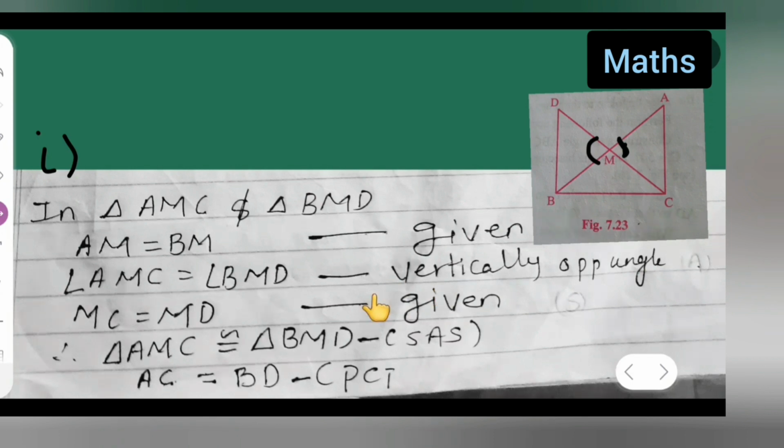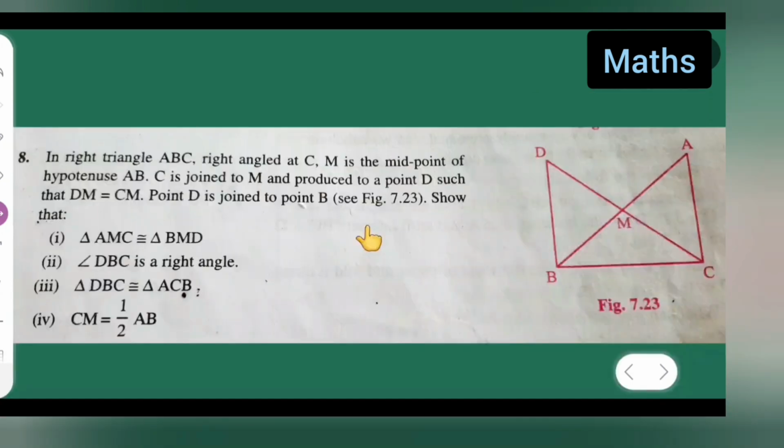Third, MC is equal to MD. Write it as given, because MC is equal to MD. Here it is given, right? From the question.